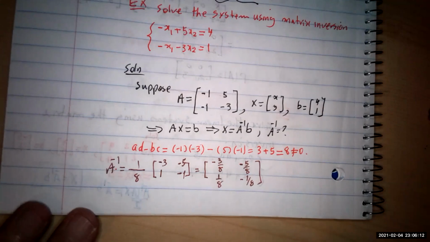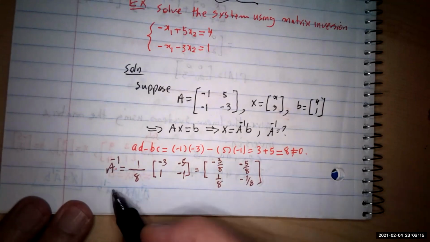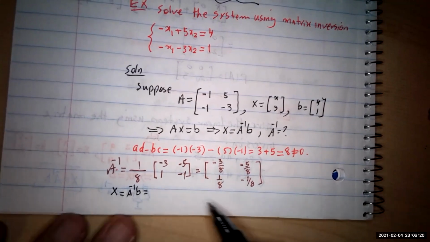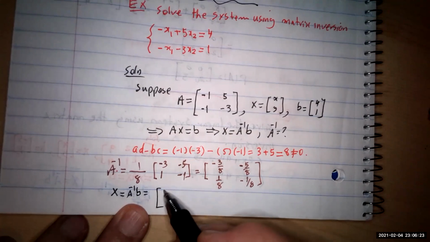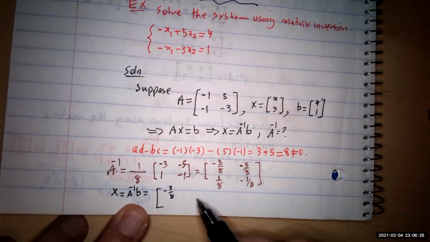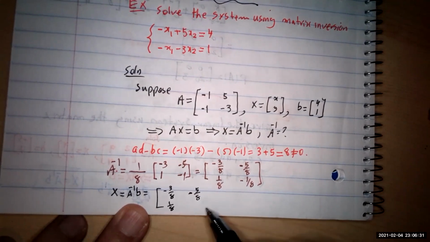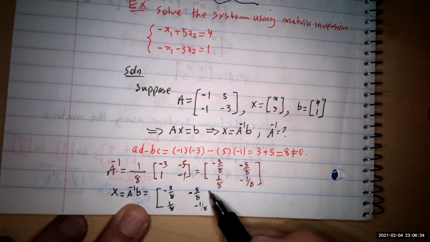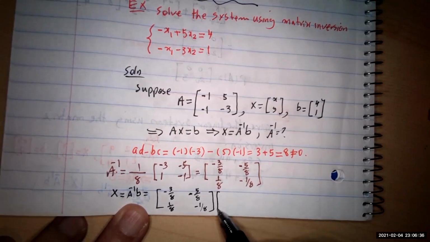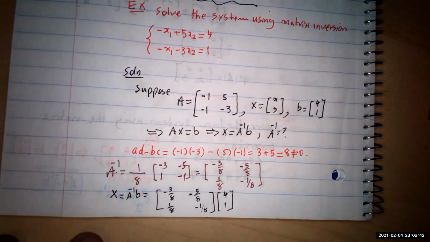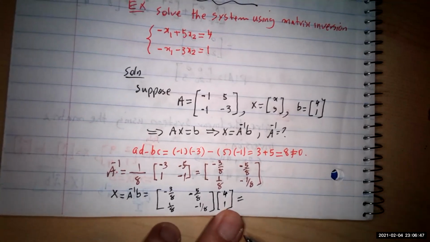Okay, so what is going to be X? So X is equal to A inverse B. So substitute: this is -3/8, -3/8, -5/8, and you get 1/8 and -1/8, and you multiply by the matrix B, the constant, 4, 1, 4, 1. That's it. So if you multiply them together, eventually this is it.